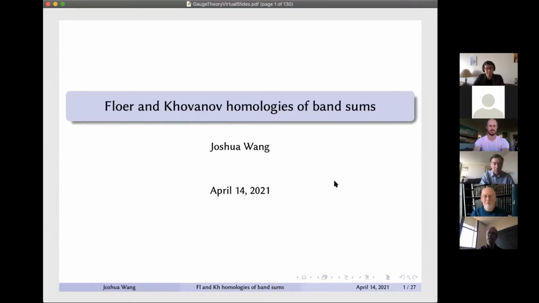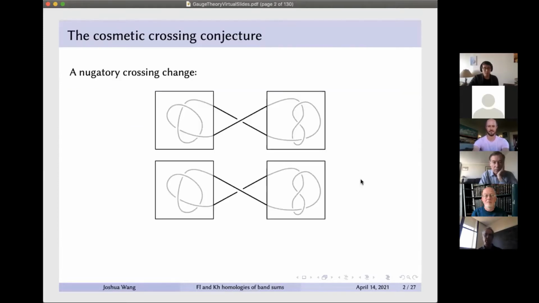So I'm going to tell you guys about a project of mine on band sums. And the project is motivated by a conjecture called the cosmetic crossing conjecture. It's a conjecture in knot theory. So let me tell you about that first. I'll give you an imprecise version of the conjecture on this first slide and give you a slightly more precise version on the next.